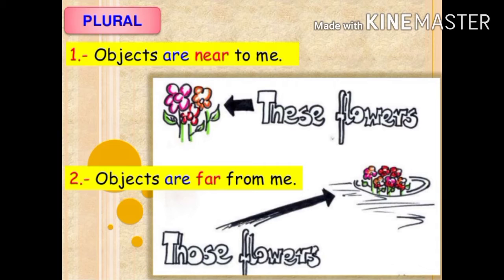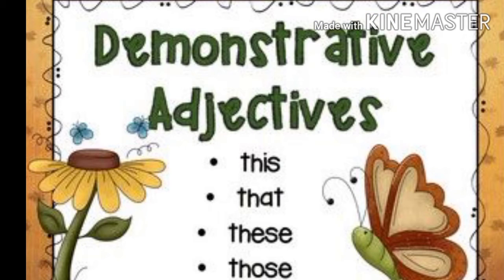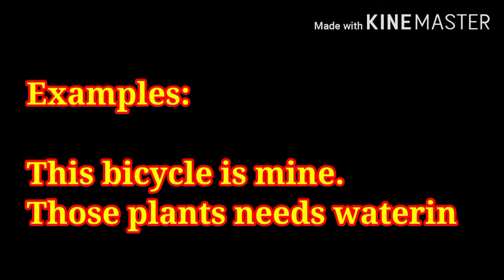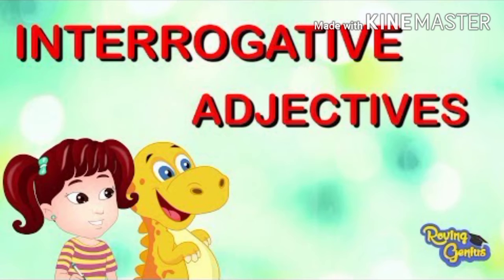Now, when it comes to plural nouns, you use these to refer to a plural noun which is close to you. Those is used to refer to a plural noun far from you. So you have got 4 demonstrative adjectives: this, that, these and those. This and that are used for singular nouns. These and those are used for plural nouns. Example, this bicycle is mine. Those plants need watering.